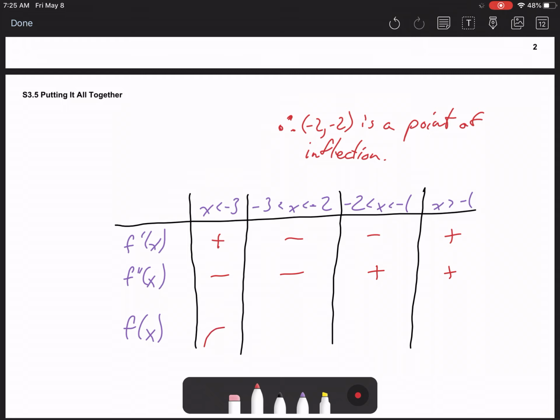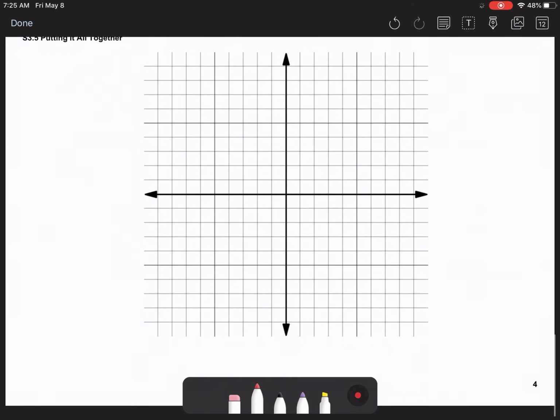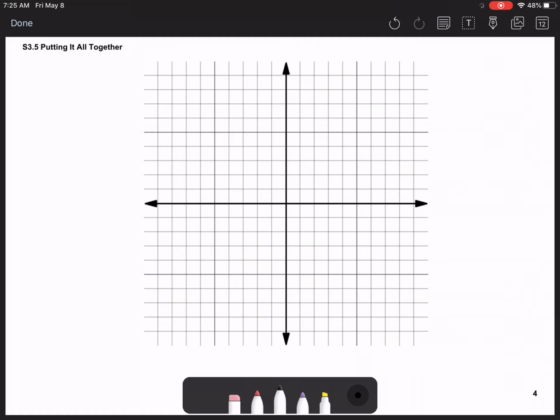Then the next one is decreasing, concave down. Next one's decreasing but concave up. And then the next one's increasing, concave up. So you have a general idea what the shape looks like, and therefore you don't have to make two different interval charts. So with this information, we can now sketch what this graph looks like.